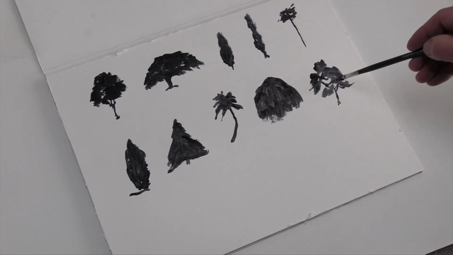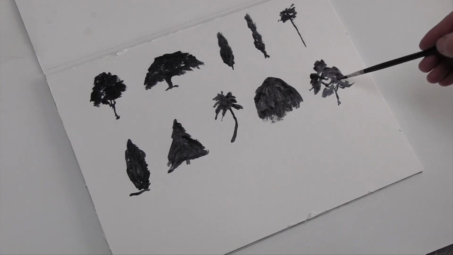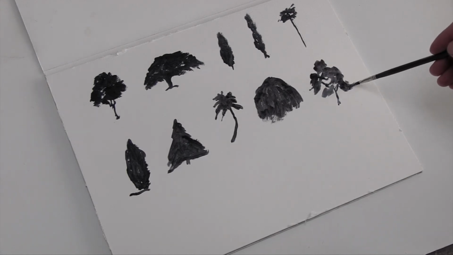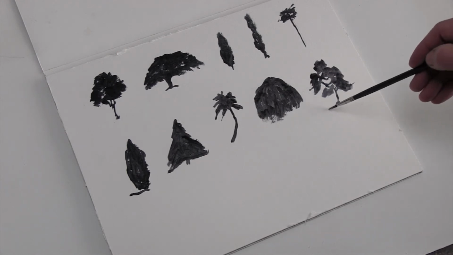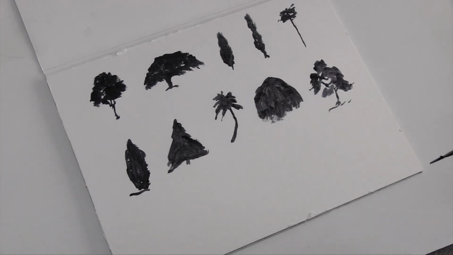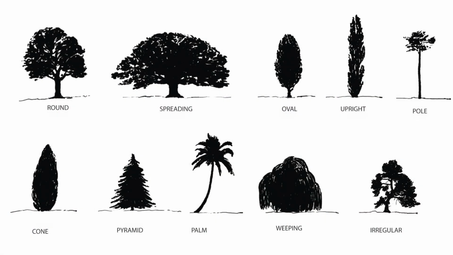it falls under. Is it round? Is it spreading? Is it pyramidal? Is it weeping? Is it irregular? And then try and copy it as a simple shape, as I'm doing here. So here are those tree silhouettes again as a reminder. I'm sure there are many more, and from your observations you may add to the list.